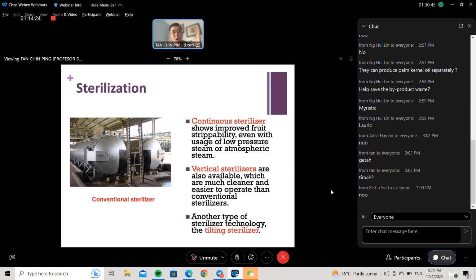So the horizontal sterilizer is still very much preferred. But from time to time, people introduce vertical tilting sterilizers, but these are not commercially viable to me. So it is still a conventional sterilizer system.